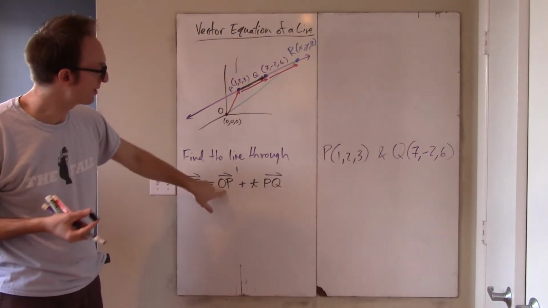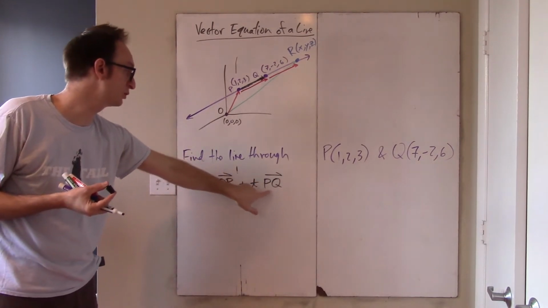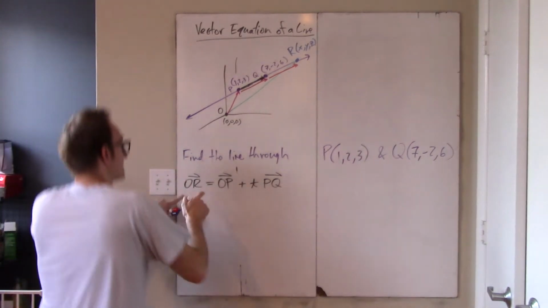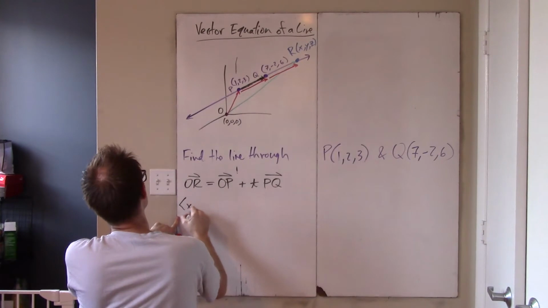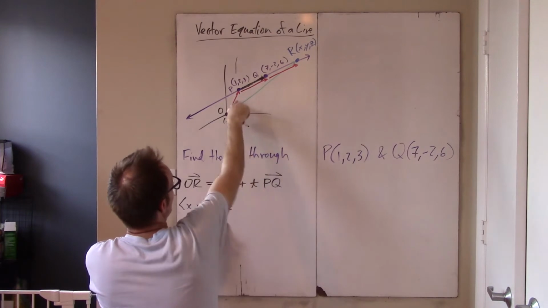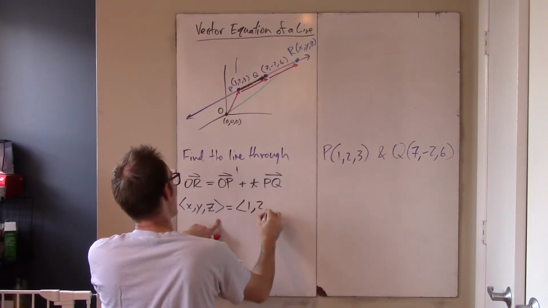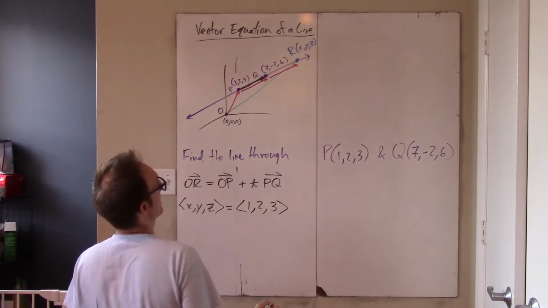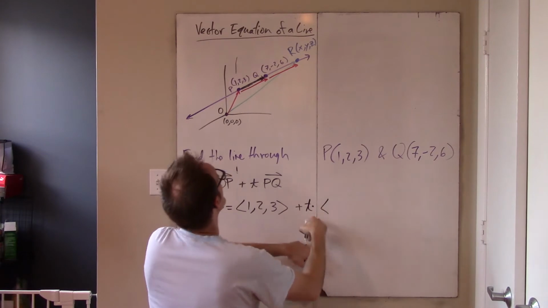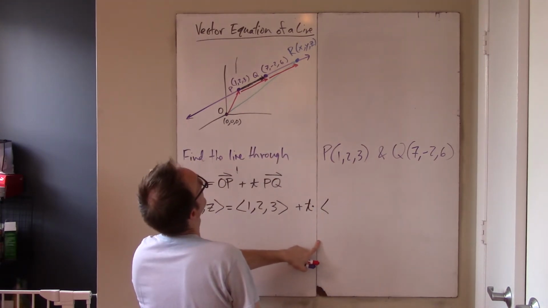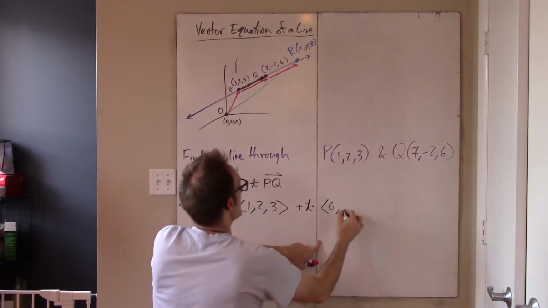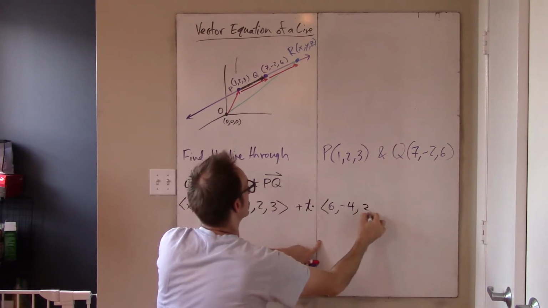So you go from O to P, and then you do the PQ some number of times, not necessarily an integer. And that's it. So what is the vector OR? It's (x, y, z). What is the vector OP? It's the vector from O to P, so it's just (1, 2, 3). And then I multiply t by the vector PQ, and the displacement vector from P to Q is (6, -4, 3).